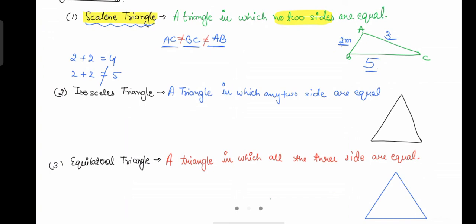What happens in an isosceles triangle? Now, in the previous case, that of the scalene triangle, you see that none of the sides were equal, right? No sides were equal. But in this case, there is a little change. If I name it as A, B, and C, there are two sides which are equal. Now, these two sides can be any sides.